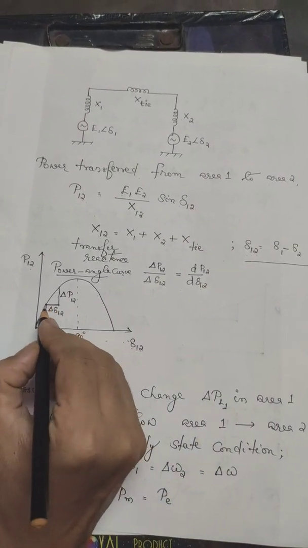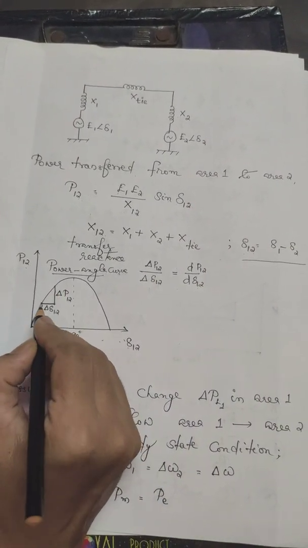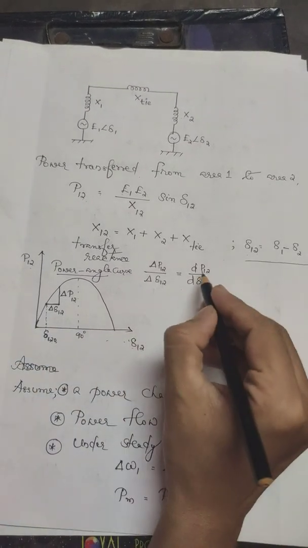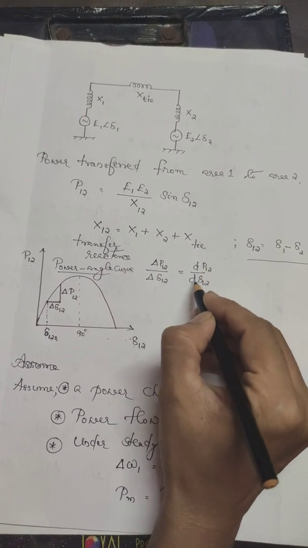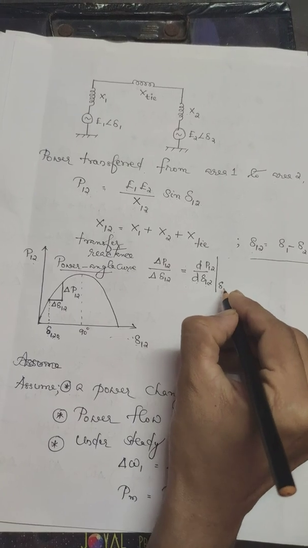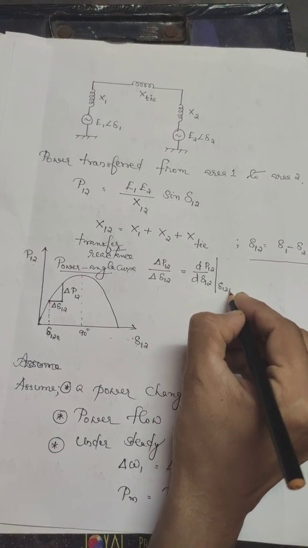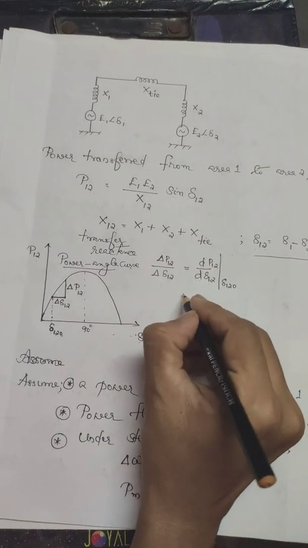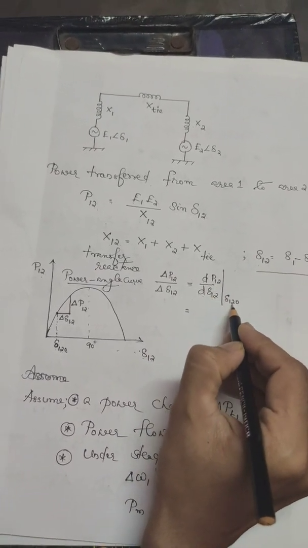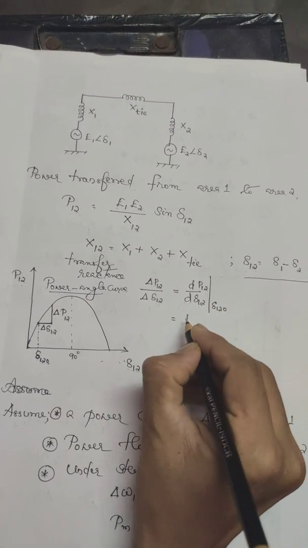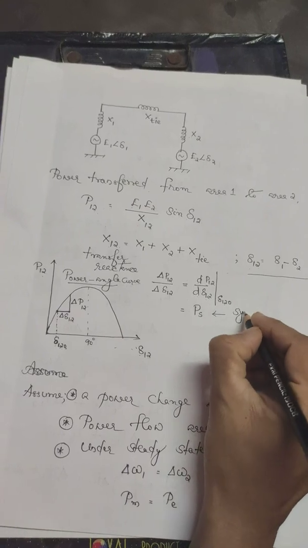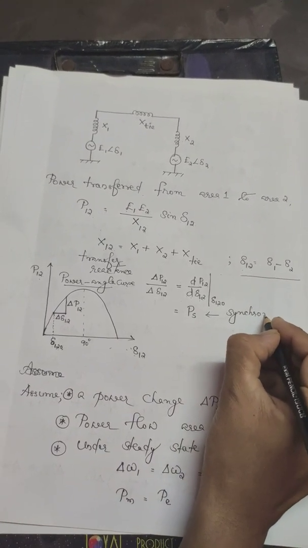So we have to calculate the slope of this curve at the initial operating angle delta 12 0. So we can write it as dP12 divided by d delta 12 at the initial operating angle delta 12 0. So this term, that is, the slope of the curve at the initial operating angle, can be written as PS, and this term is known as synchronizing power coefficient.